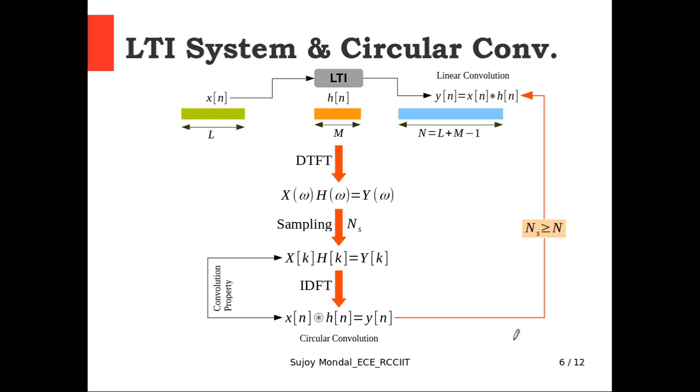in the time domain. Now under the condition that Ns, the number of sample points during spectral domain sampling, is greater than or equal to capital N, the actual signal length after linear convolution, this y[n] is equivalent to the y[n] we already achieved through linear convolution. So under this condition, the circular convolution output is exactly equal to the linear convolution output. So the LTI system output we can compute through linear convolution or through circular convolution. So this is basically the relation. The condition is that.